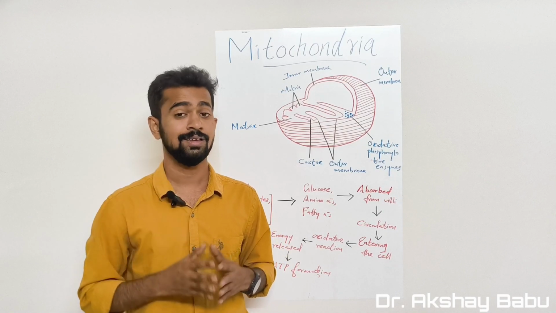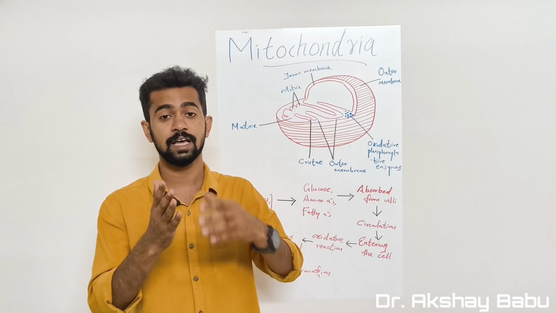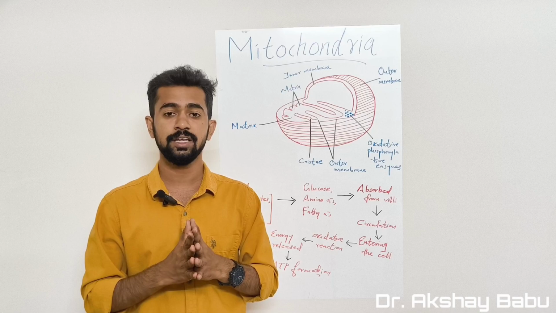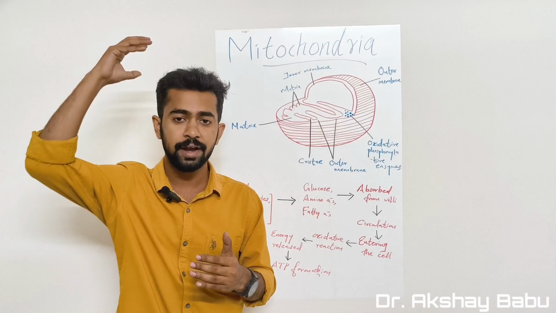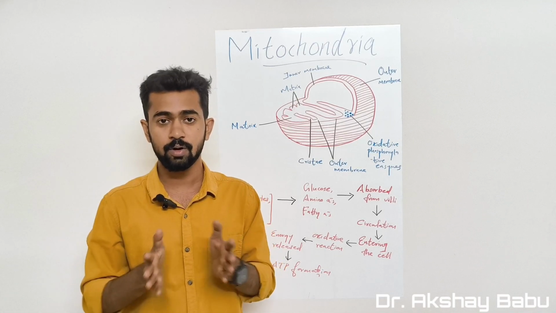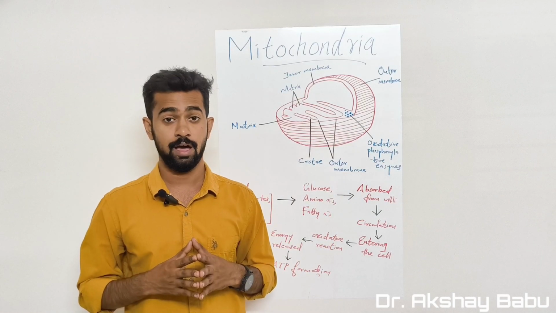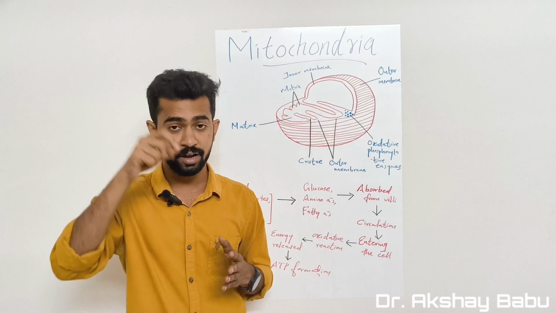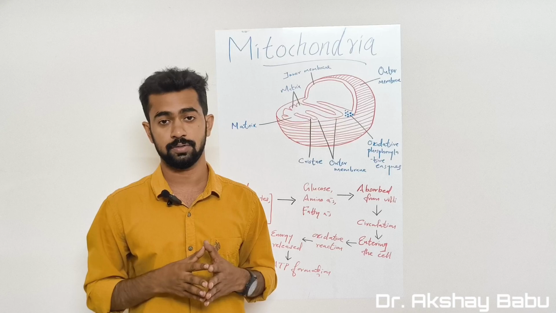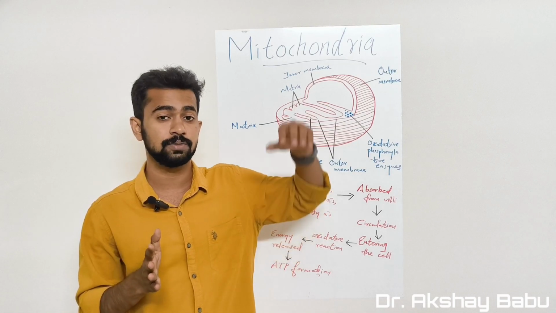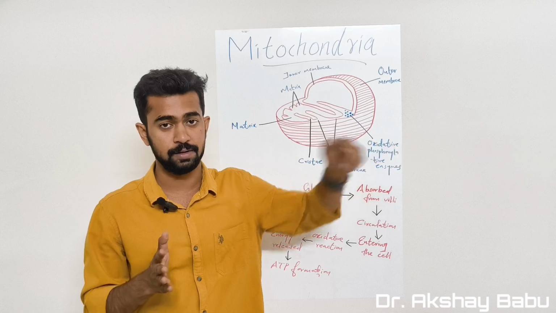And one more thing, these mitochondria are self-replicative. So when the cell is in need of large amounts of ATP, then this mitochondria undergoes self-replication. And this mitochondria contain DNA inside this structure. And this DNA is similar to that which is present in the nucleus of the cell.